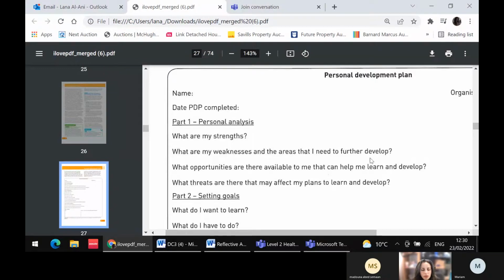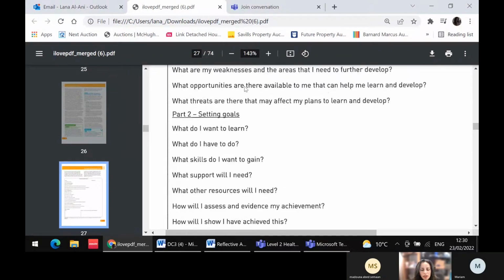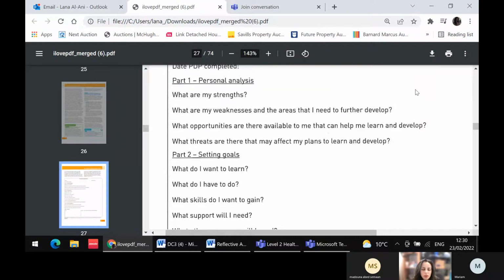Also, what opportunities are available to me that can help me learn and develop? So you need to think about your own job. What opportunities are there for you? So you can talk about yourself. Can you think about opportunities that are available for you?